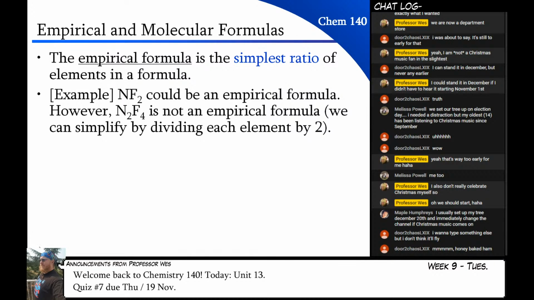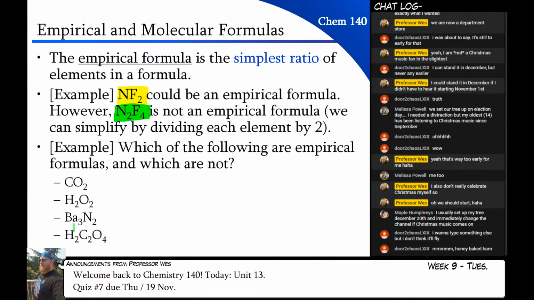So, on the board here, I have... Let me get the highlighter out. There we go. So this formula that I've highlighted in yellow could be an empirical formula, and the reason that's an empirical formula is because there's no number I can divide out of it. Now, the green formula is not an empirical formula because the common denominator between those two coefficients is 2.